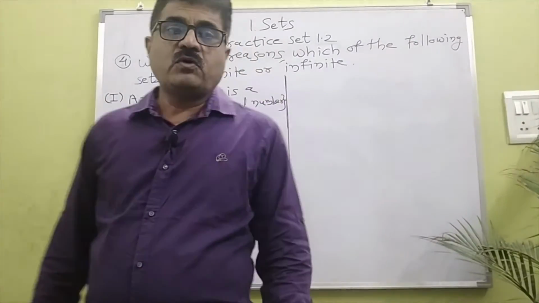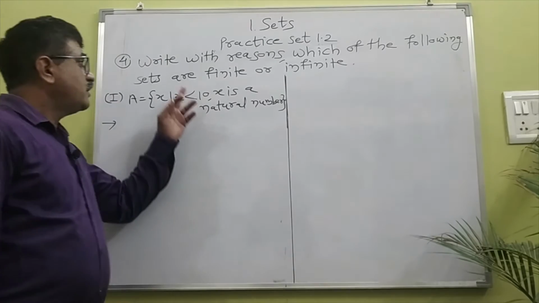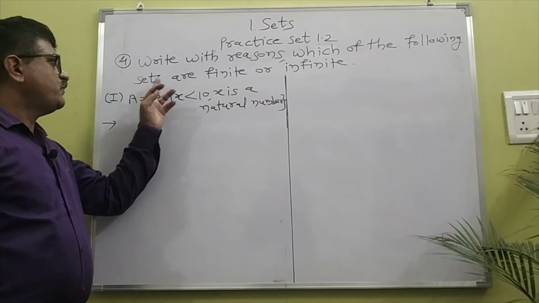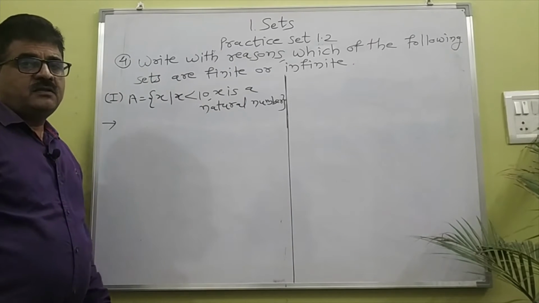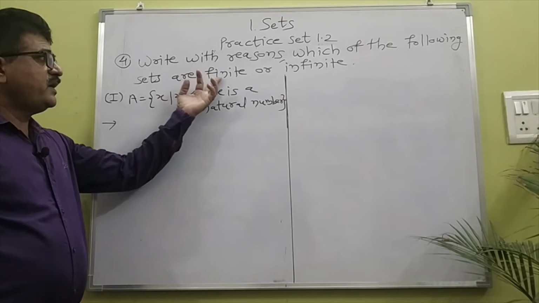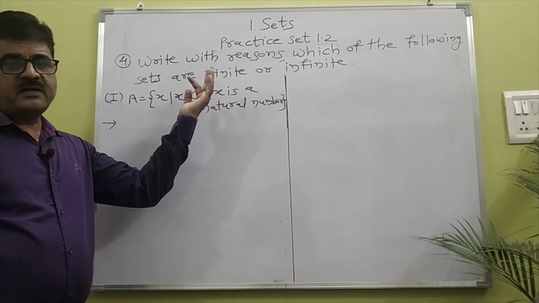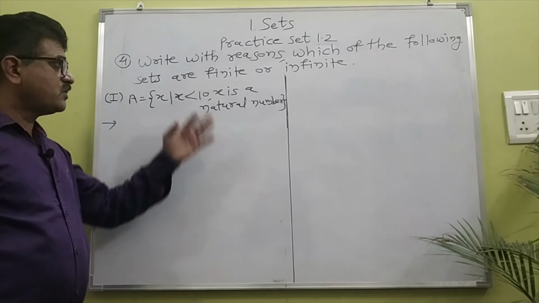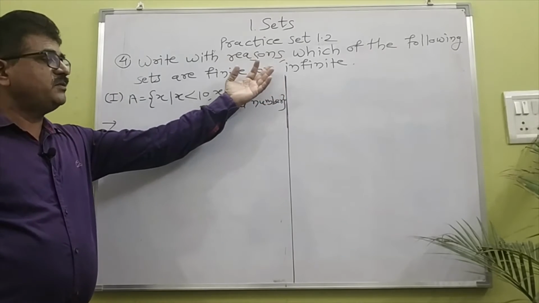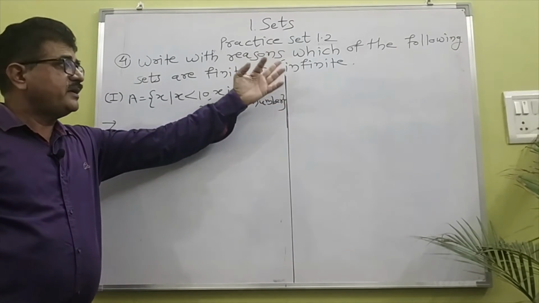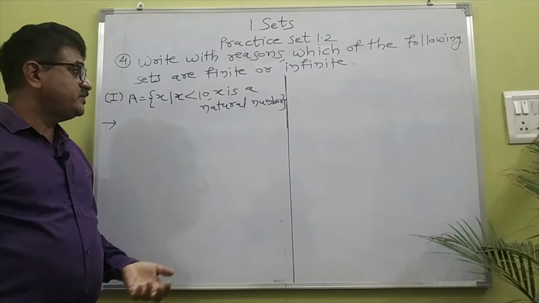Now question number 4. Write with reasons which of the following sets are finite or infinite. We know the definition of a finite set. If a set contains a finite number of elements, it is called a finite set. If a set contains an infinite number of elements, then it is an infinite set.